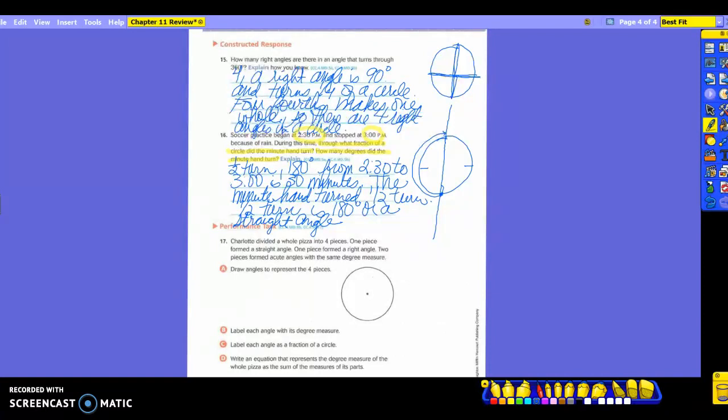Okay? All right, so that was your constructed response. Now we're going to go down to the performance task where it has multiple parts in one problem. Let's read the first part of 17, please. Charlotte divided a whole pizza into 4 pieces. One piece formed a straight angle. One piece formed a right angle. 2 pieces formed acute angles with the same degree measure. A says to draw angles to represent the 4 pieces.